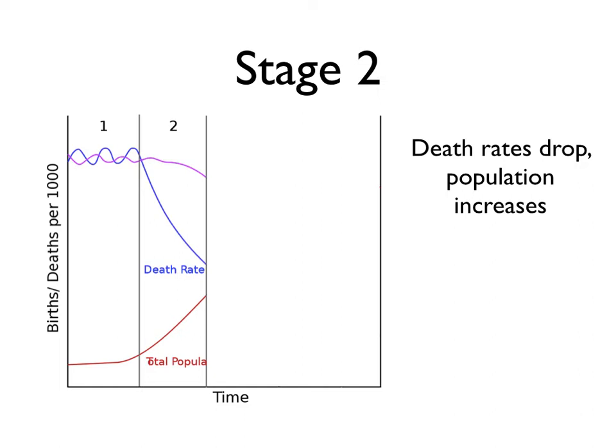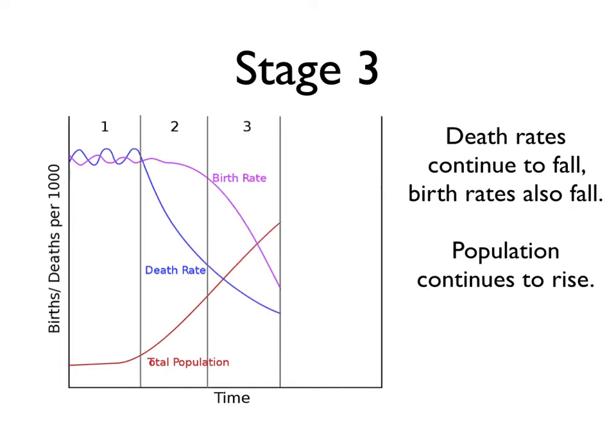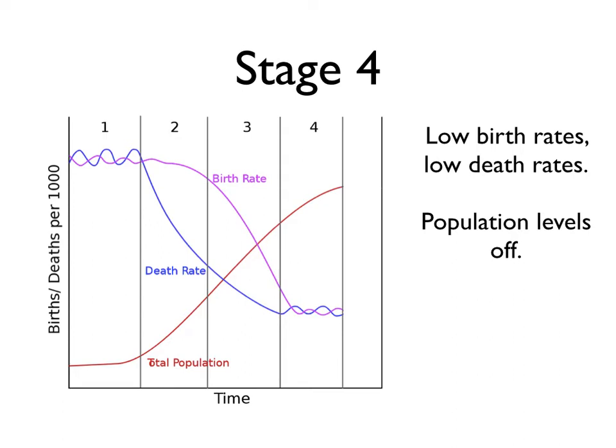This is like the invention of penicillin. Fewer people are dying, but there's still a lot of people being born, so that means that the population is increasing. In stage 3, death rates are continuing to go down, but now birth rates have started to go down as well, and you can see that difference between stage 2 and stage 3. Now the purple line is dropping. The population is still increasing because birth rates are higher than death rates. Stage 4, things have leveled off. Death rates have dropped to a low, but birth rates have also dropped to a low, so population levels off.